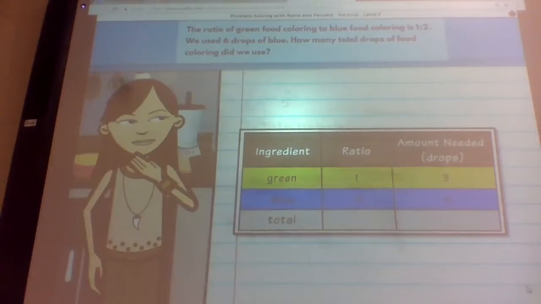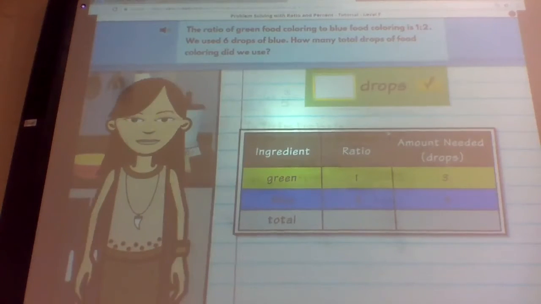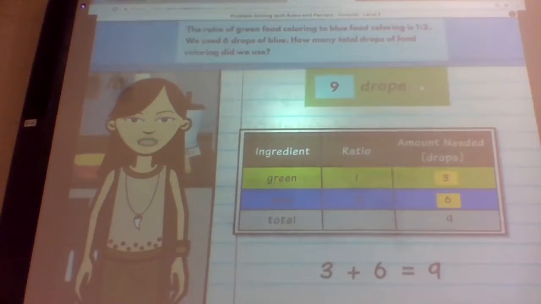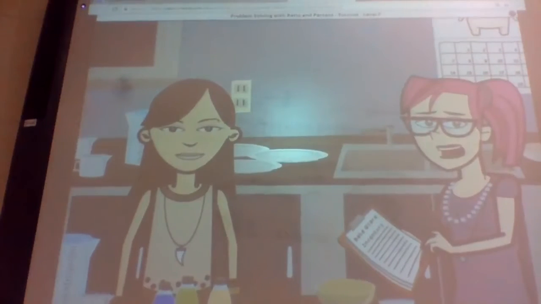How many total drops of food coloring did we use? What's the total? 9. 3 and 6. Did you add the 3 and 6 together like I did? Looks like we have enough food coloring. We can cross that off the list.